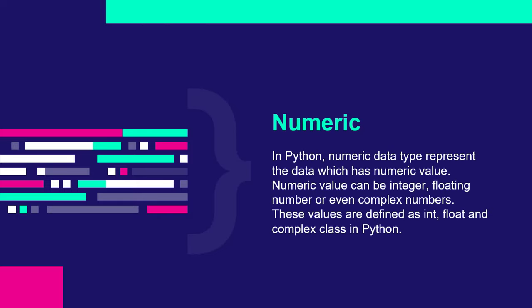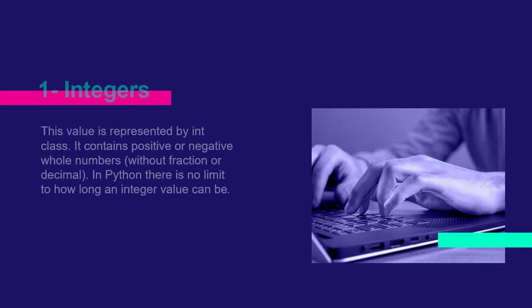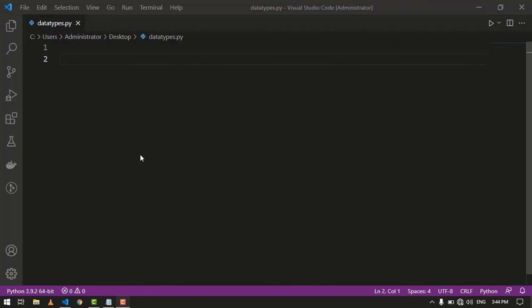Numeric type. In Python, numeric data types represent the data which has numeric value. Numeric value can be integer, floating number, or even complex numbers. These values are defined as int, float, and complex class in Python. Integers. This value is represented by int class. It contains positive or negative whole numbers without fractions or decimal. In Python, there is no limit to how long an integer value can be. For example, 1, 2, 3, 990, 2022, and so on.